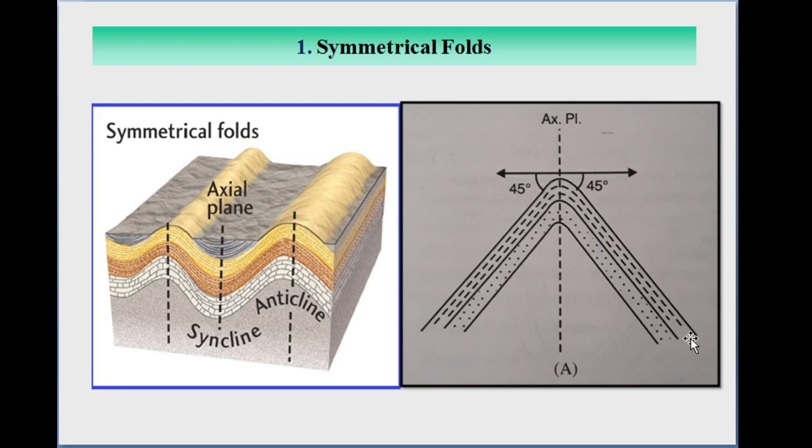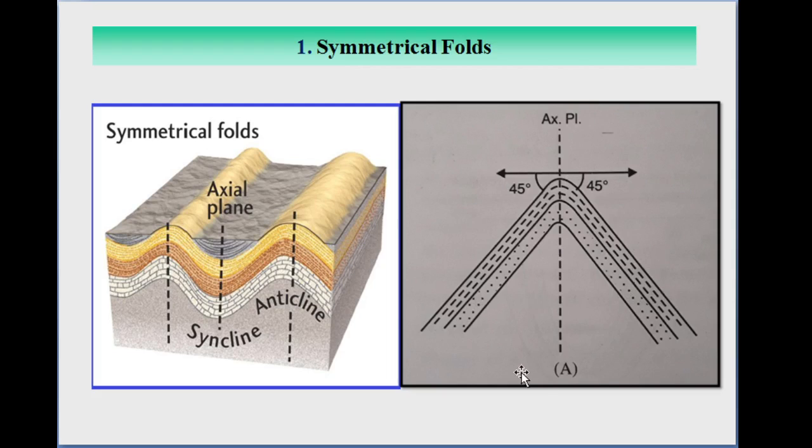Okay, the axial plane is essentially vertical. Here the axial plane is vertical. The limbs are of equal length and they dip equally in opposite directions. Both the limbs are equal in length, and they dip equally in the opposite directions.